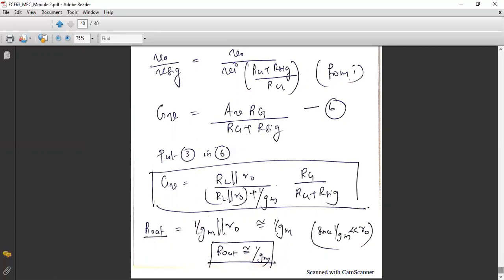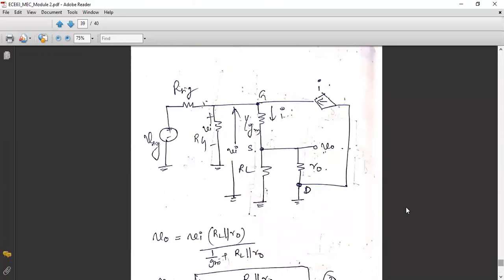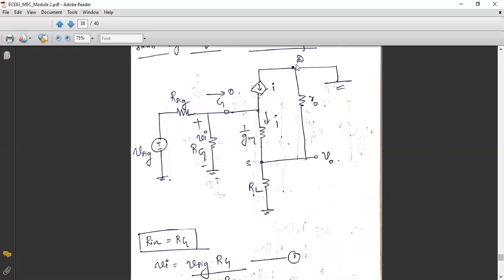How did you find the output resistance? Just by looking at this diagram, you can see 1/gm and R0 are parallel to each other with respect to this drain. Why are they parallel? See, R0 is between source and drain. 1/gm is between source and gate, but the gate is tied to the drain. So these are parallel, isn't it? So R0 is parallel to 1/gm. If we look into this particular terminal, here also you can see R0 is parallel to 1/gm. By looking into the output terminal, R0 is parallel to 1/gm.